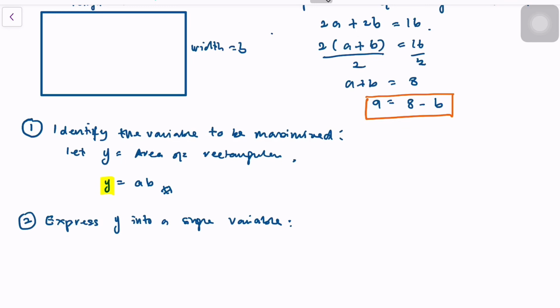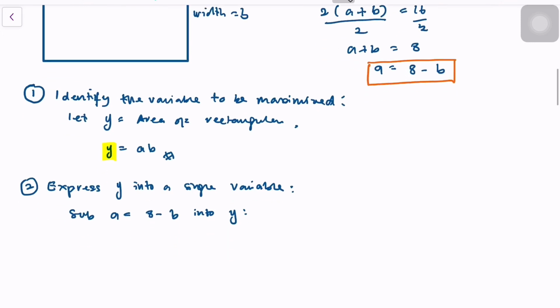Okay, now we substitute a is equals to 8 minus b into y untuk kita jadikan dia single variable. Then kita akan dapat y is equals to 8 minus b times b. Then kita simplify, expanding, kita akan dapat 8b minus b squared. So now kita dah jadikan dia dalam a single variable.